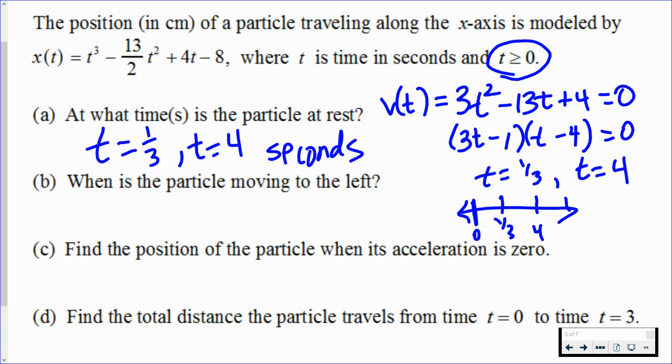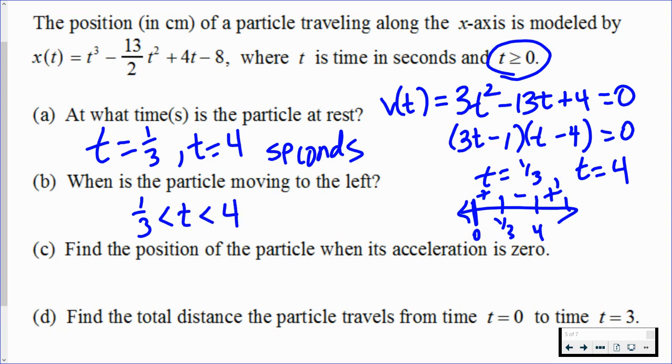If we plug that in, we are going to end up with a positive, because we would have a negative times a negative. Let's plug in something between 1/3 and 4. Let's plug in 1. We're going to have a positive times a negative, which is a negative. And then something bigger than 4, let's plug in 5. We're going to have positive times a positive, which is positive. Okay, so when is the particle moving to the left would mean when is the velocity negative. So first derivative is negative on this number line between 1/3 and 4.